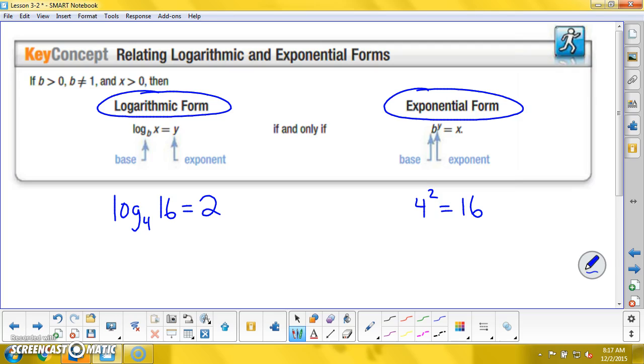A lot of times the key is changing from one to the other. For instance, if we had 2 to the what equals 8, that would be the same thing as the log of 8 base 2 equals what? Well, the answer is 3, right? Because 2 to the third equals 8. So that's why we'd put in a 3 right here. So changing from log form to exponential form is critical to understanding this lesson.